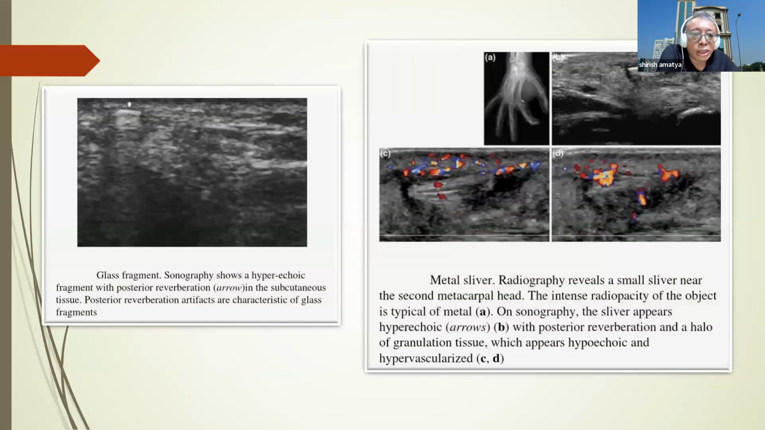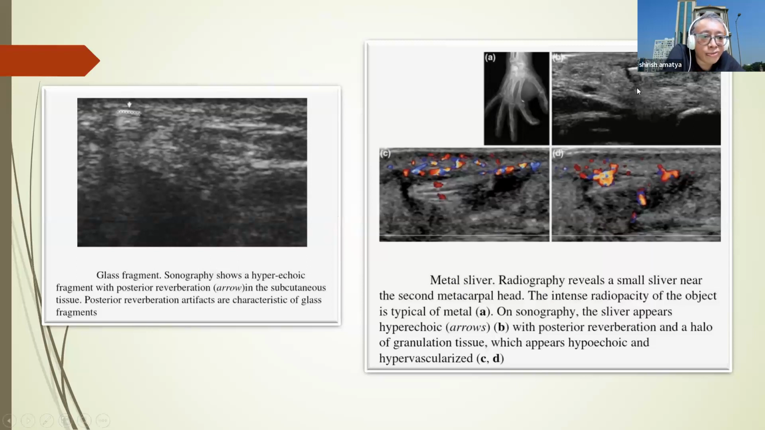So this is the picture of the various foreign bodies. On the left side, you can see, as shown by the white arrow, the ultrasound picture of the glass fragment, and below this glass fragment, you can see the reverberation, which is an artifact. This white line is the glass, and just below it, everything is the reverberation artifact. This is the glass as a foreign body.